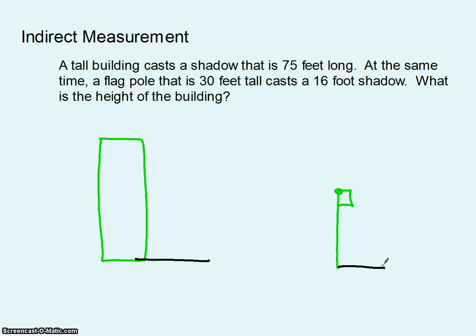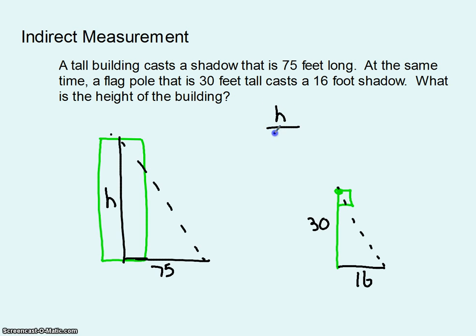Okay. If it's the same time of day, then these triangles would be similar. Okay. So let me write in the information here. 75-foot shadow, okay, a 30-foot flagpole, and a 16-foot shadow. Okay. If these triangles are similar, then I can write ratios of corresponding sides and then solve for the unknown variable.